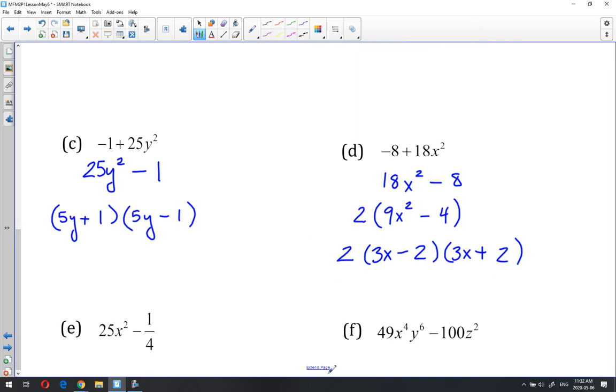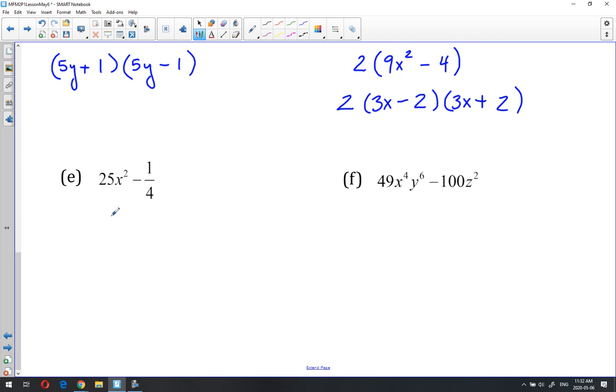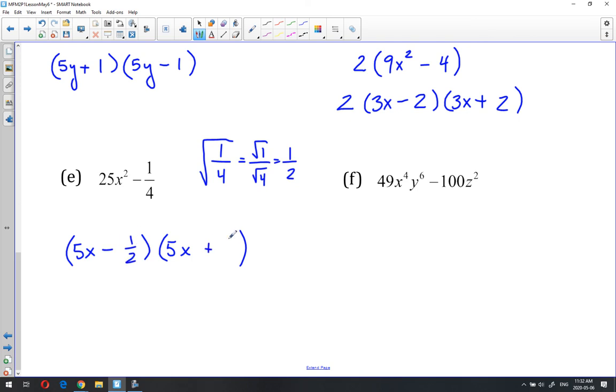Okay, 2 more examples. This example here I just wanted to show you because it has a fraction. So fractions can also be considered perfect squares. So this factors too. The square root of 25x squared is 5x. Now the square root of 1/4 is 1/2. If you're thinking about the square root of a quarter, that's the same thing as saying the square root of 1 over the square root of 4, which is 1/2. So minus 1/2 and plus 1/2.